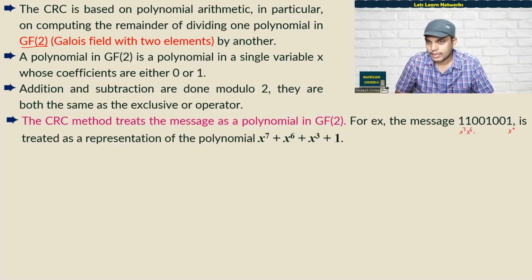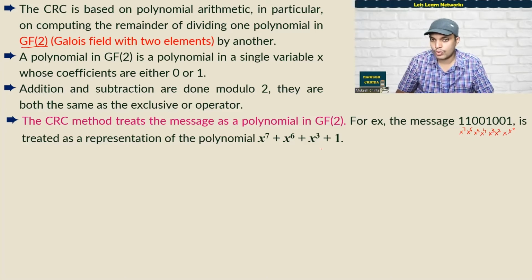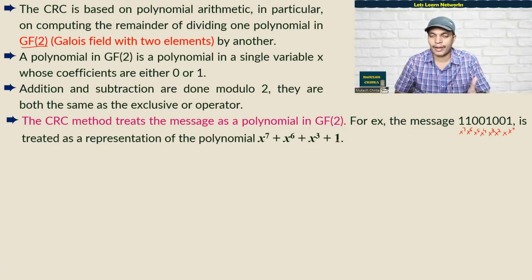So x power 6, plus there is a 0 here, so the coefficient of x power 5 is 0. So you do not write that particular element. x power 4, once again 0. x cube, there is a 1 here, so x cube. For x square, it's a 0. For x, it's a 0. For x power 0, there is a 1, so plus 1. So x power 7 plus x power 6 plus x cube plus 1. This is how you represent a binary message in polynomial format.